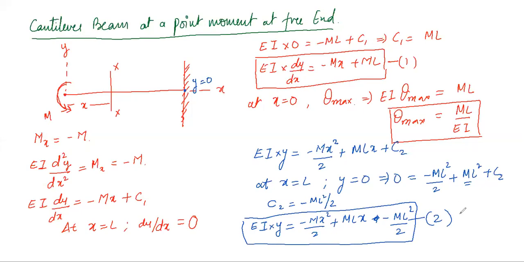So at x equals to 0, you will get delta max, which is known as the maximum deflection. So this is the value of maximum deflection. Put the value of x equals to 0, here this value becomes 0, and the remaining value is minus ML square by 2, right? Which is also defined as delta max is equal to ML square by 2 EI. So this is the deflection when the value of x equals to 0.